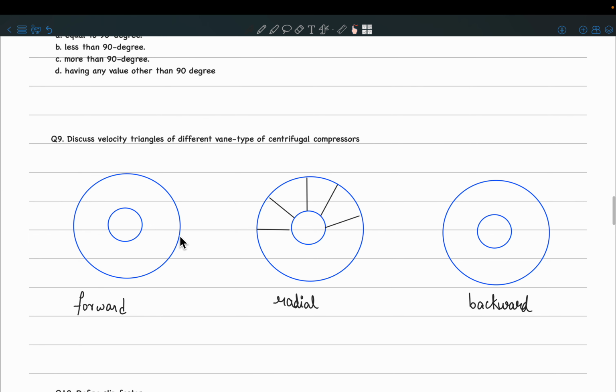So, what do we mean by forward or backward? So, say for example, I can rotate this impeller system anti-clockwise. I could have also rotated it clockwise. It doesn't matter, right? Do you understand what I'm saying? Yeah, because the blades are in the radial direction. So whether it is anti-clockwise or clockwise doesn't matter.